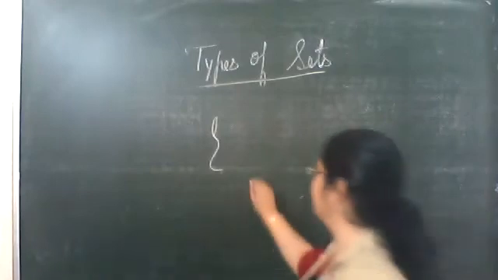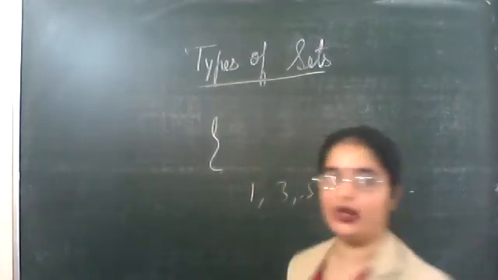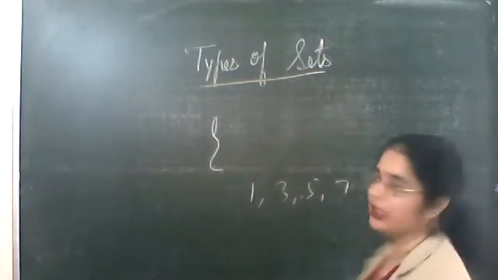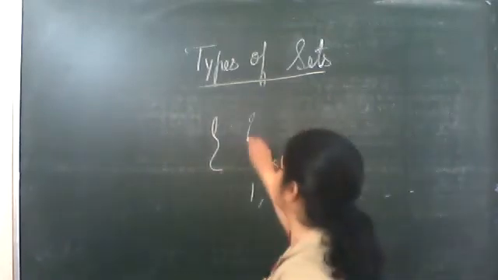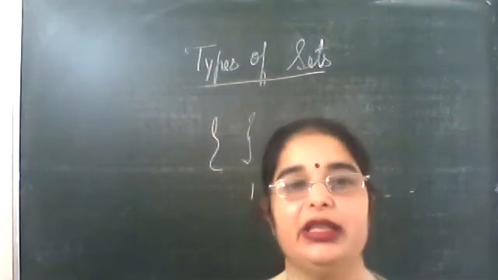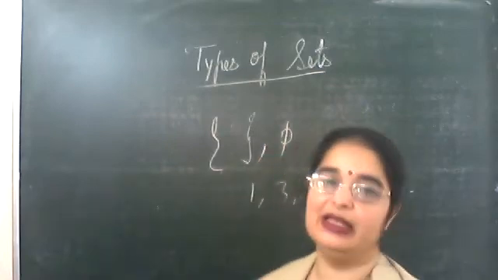What are odd natural numbers? 1, 3, 5, 7 and so on. Are any of these numbers divisible by 2? No. So it is a null set. We don't have any element in this set. So the first one is a null set.